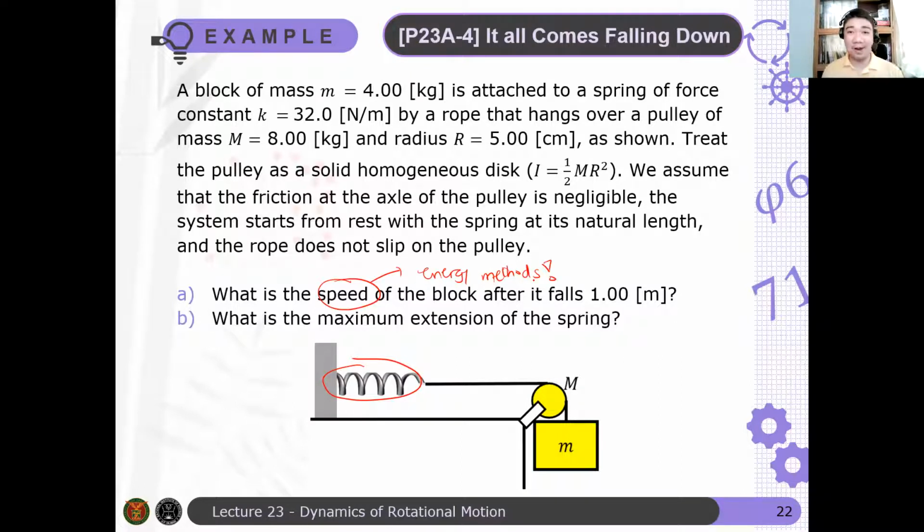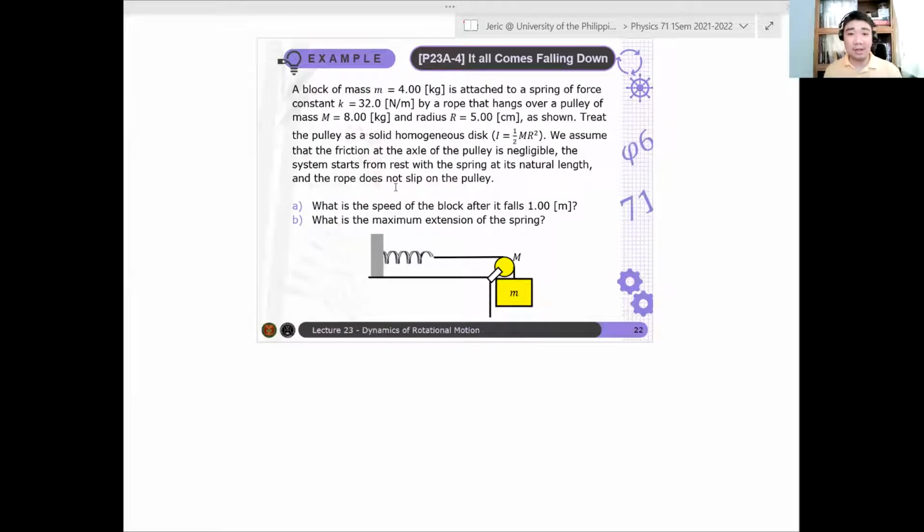Okay. Question so far. So, I'll just show you the solution to this problem. Okay? Sige. Okay, so paano natin i-solve itong problem to? So, again, we will be using energy approach.